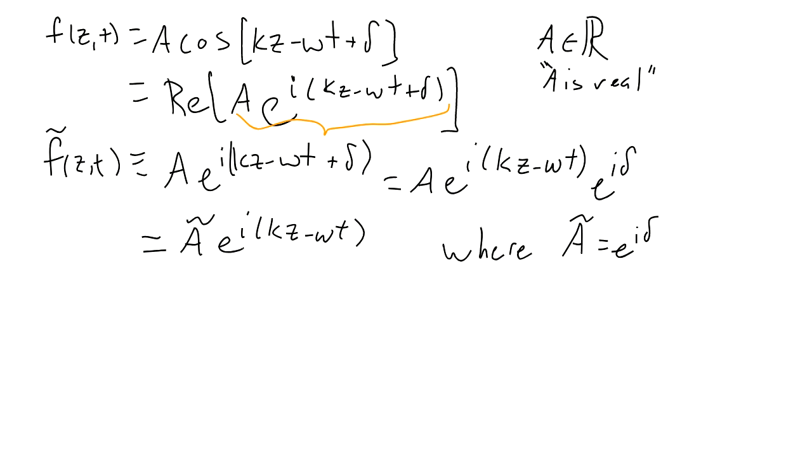The wiggle on top is called a tilde. I'm often going to read this as the complex amplitude, or A complex, or I might say A tilde. But rather than naming the typesetting feature, I'd rather describe what it's talking about.